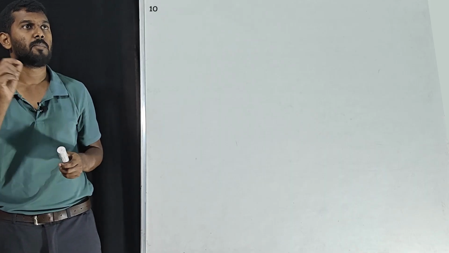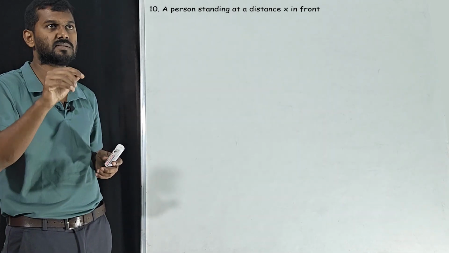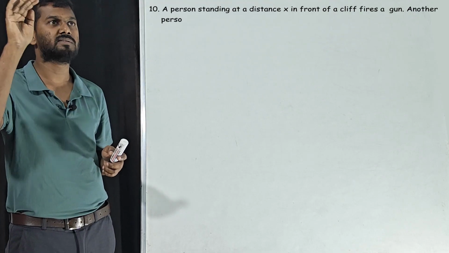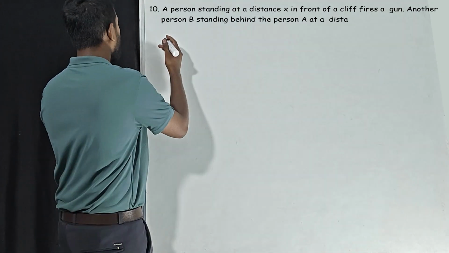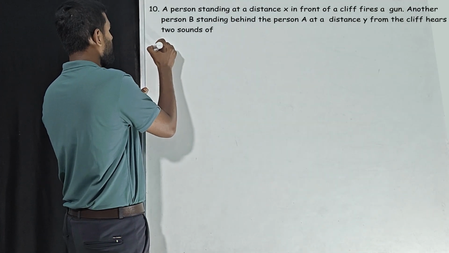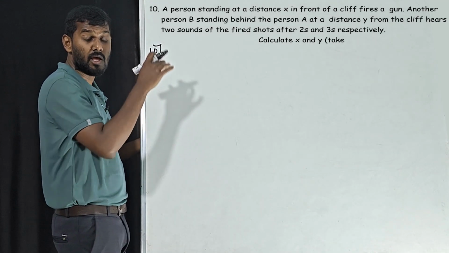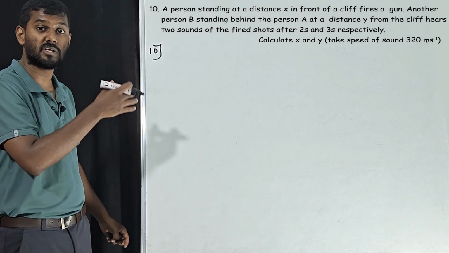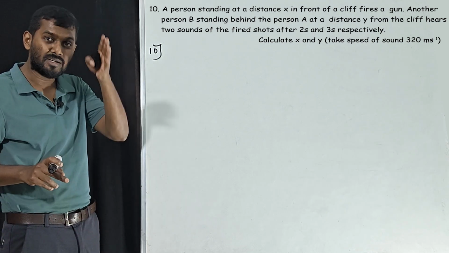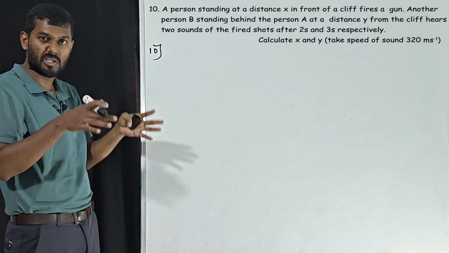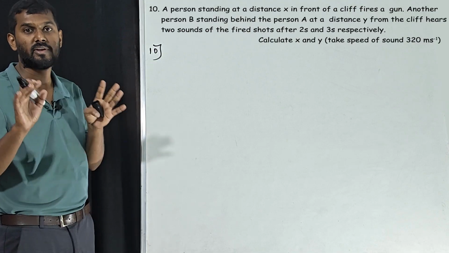Our next question: a person standing at a distance x in front of a cliff fires a gun. This is question number 10, correct? This question is very important because we are going to get some equations and solve them. But if you understand the question properly, which I am going to teach you, then these kinds of questions are very easy for you.